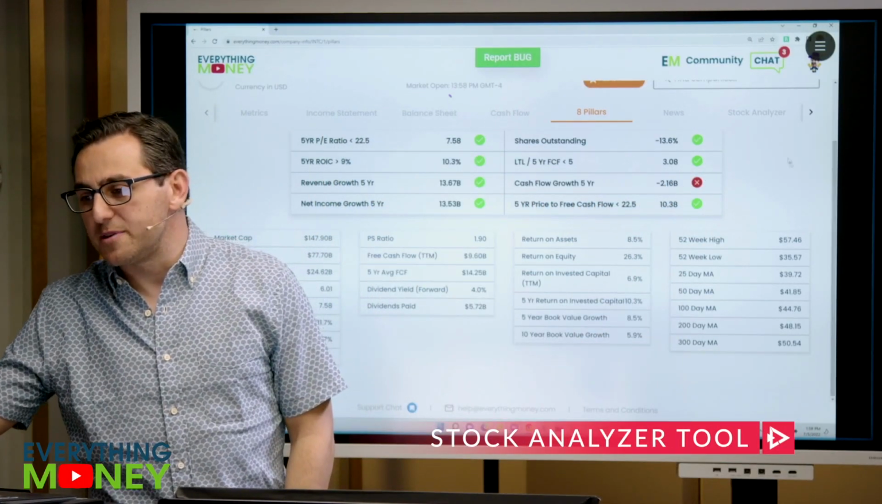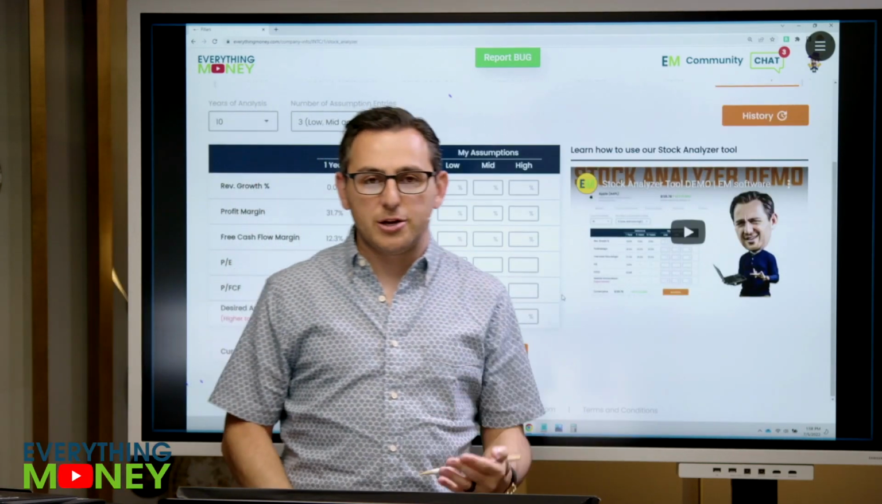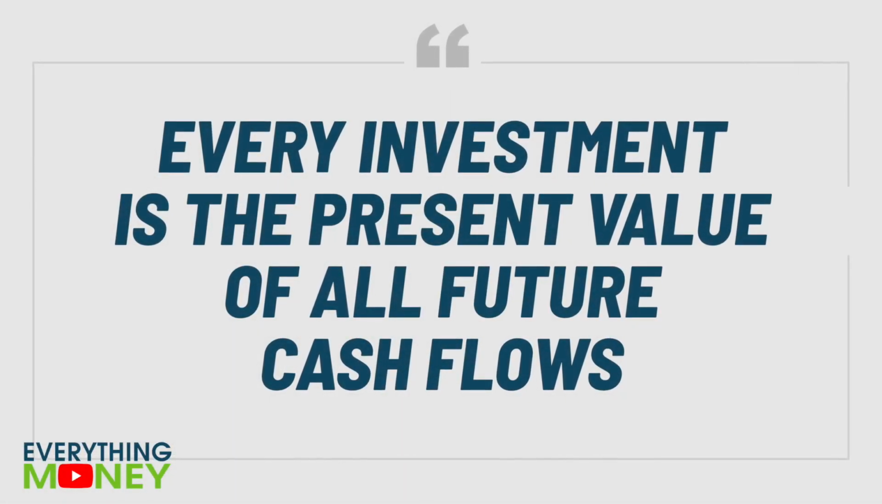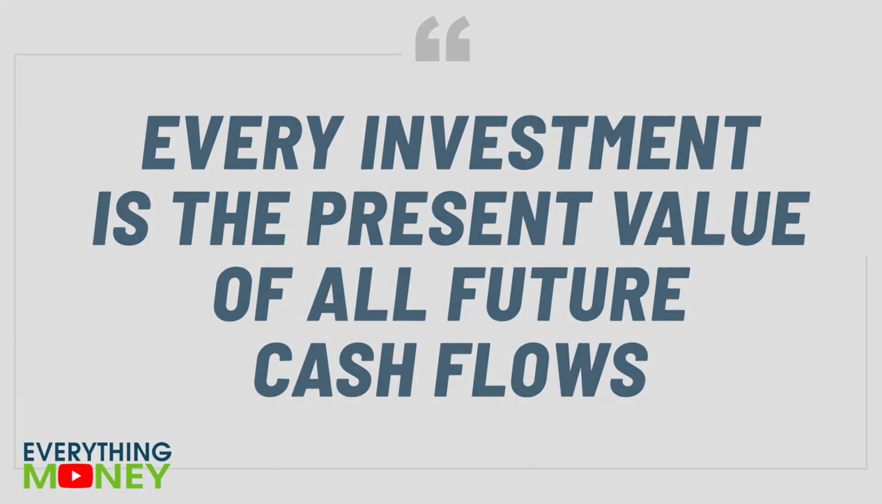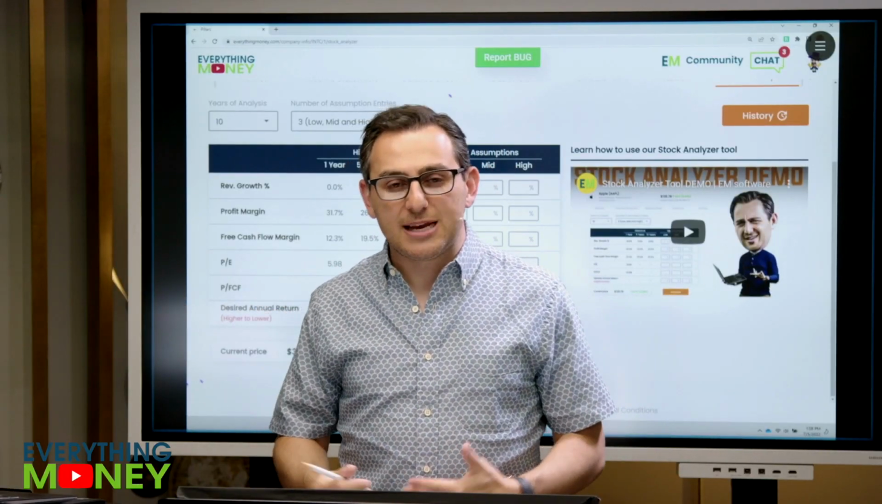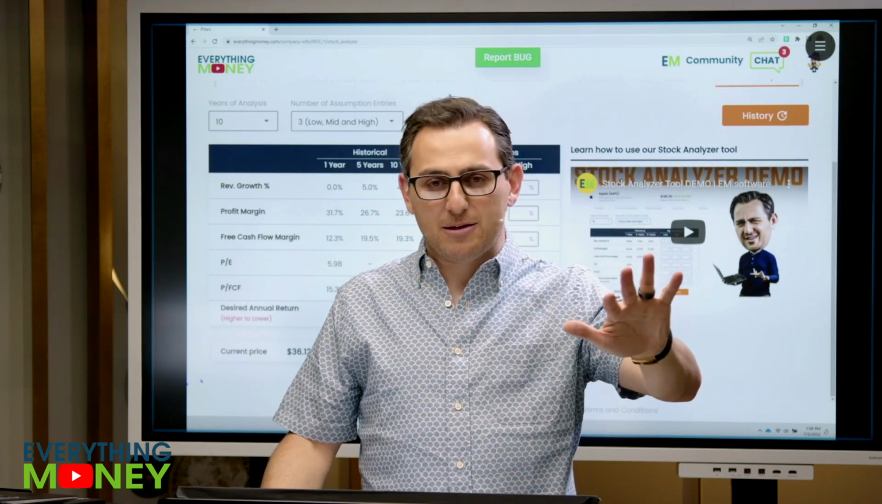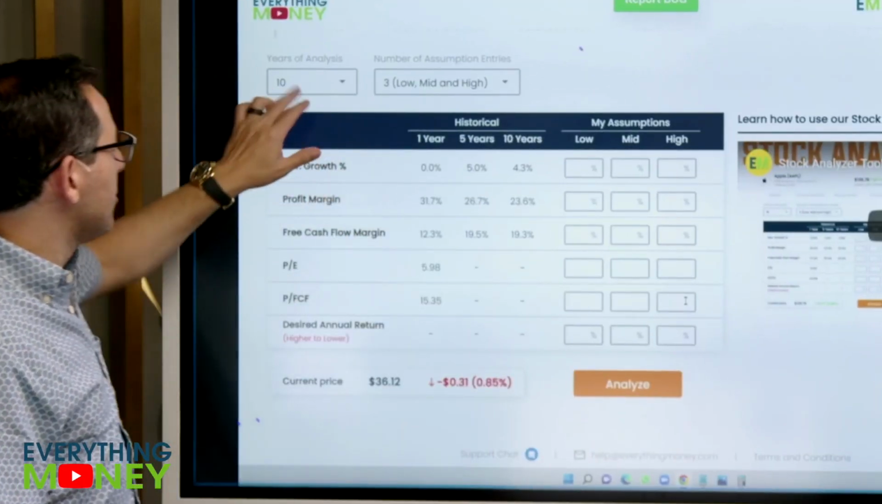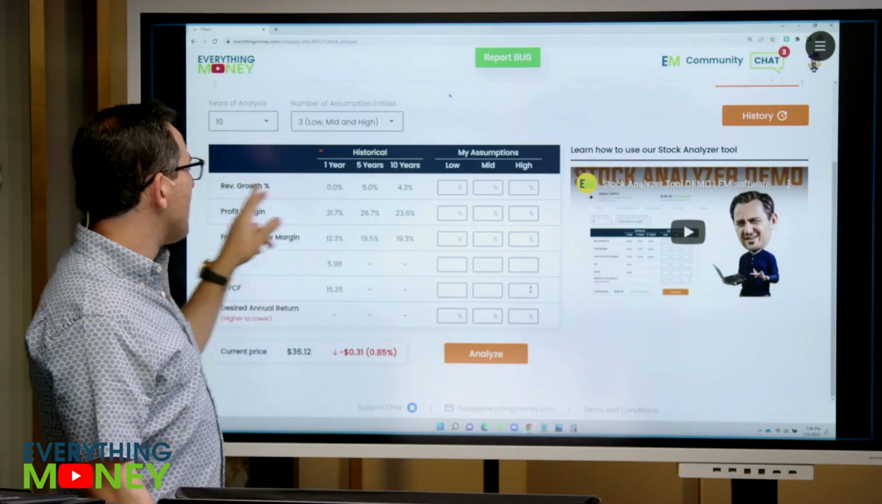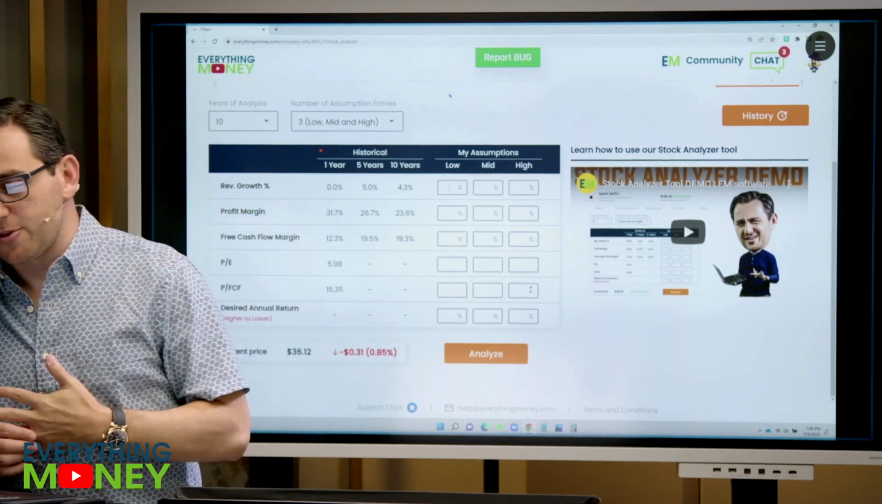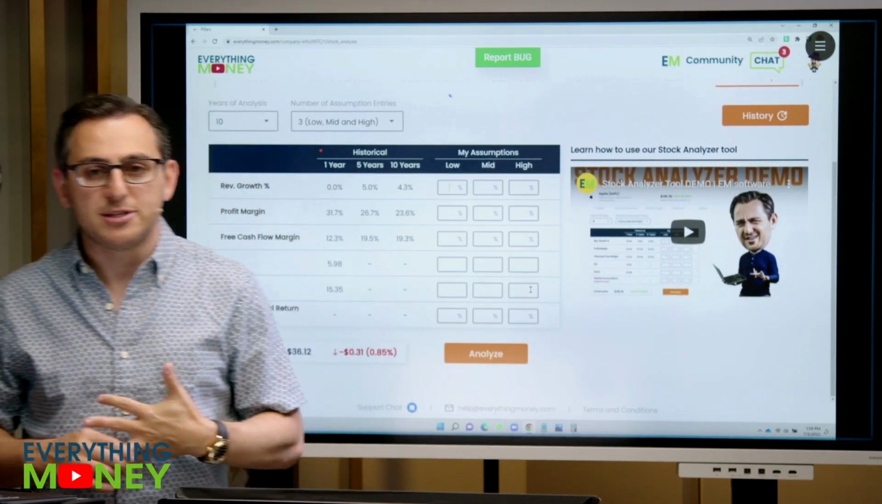Stock analyzer tool was specifically created because the future is unknown. But every investment is the present value of all future cash flow. So we need to make assumptions about the future, and based on those assumptions, it'll tell us what we should pay for the stock, not including the balance sheet. So first line, I'm doing a 10-year analysis and doing 3 assumptions. Revenue growth is the first growth metric. So over the last 10 years, it did 4.3%. My goal is to be conservative.